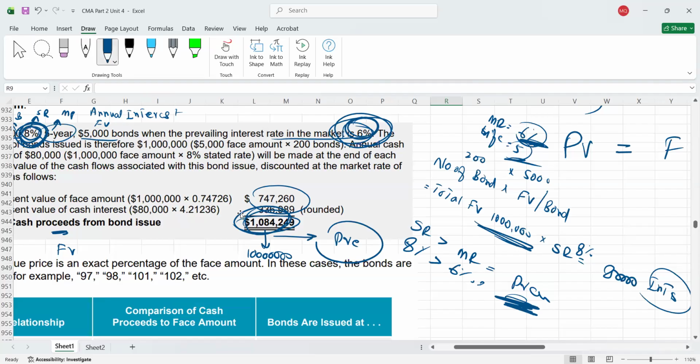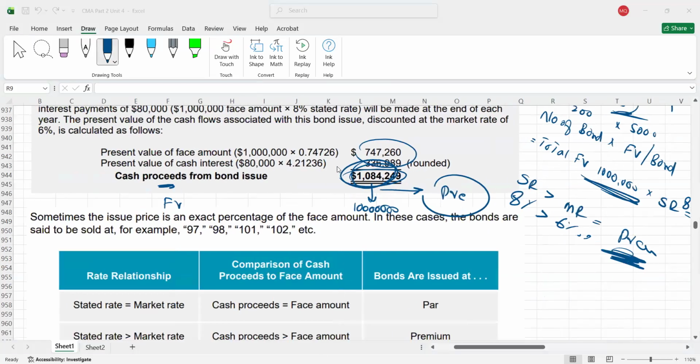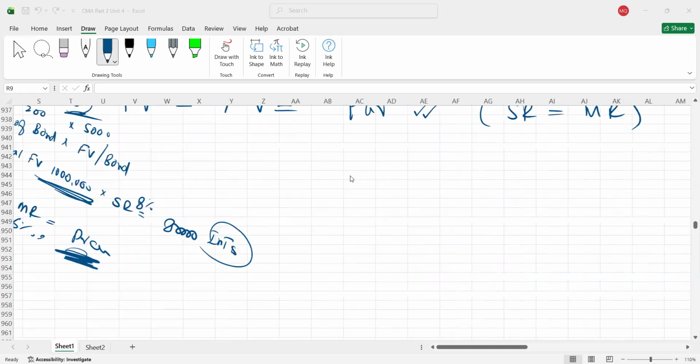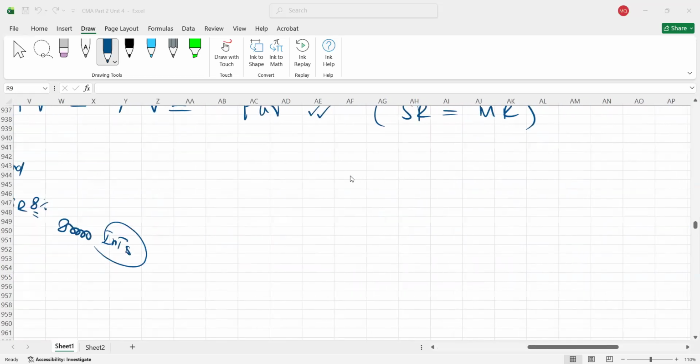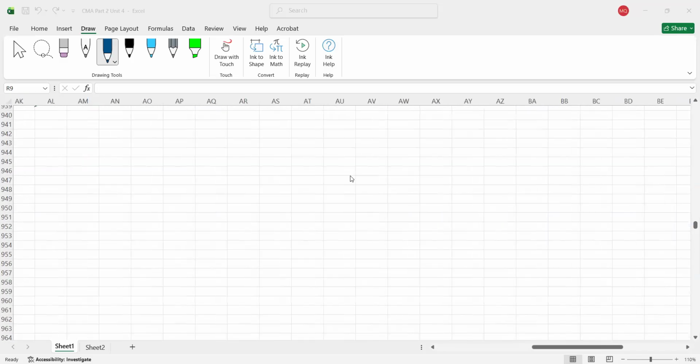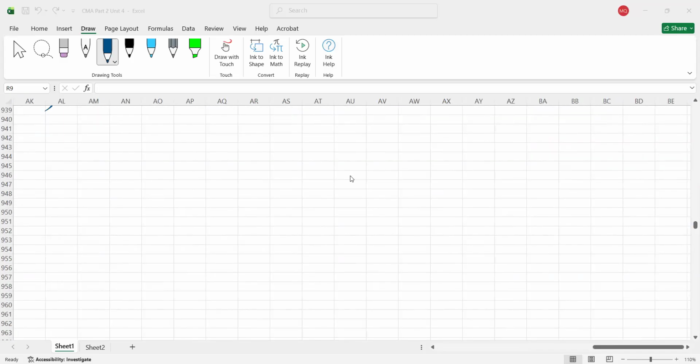Now, guys, sometimes there's another way. One way I told you was how to calculate the amount of premium or discount on bonds. Sometimes there is another way which can be used in your exam question also. The other way is like this.